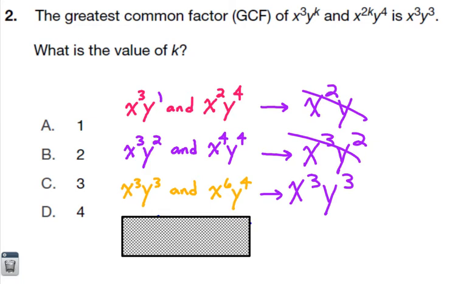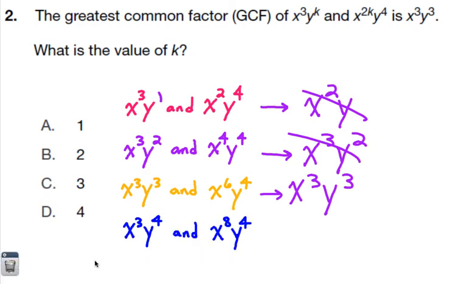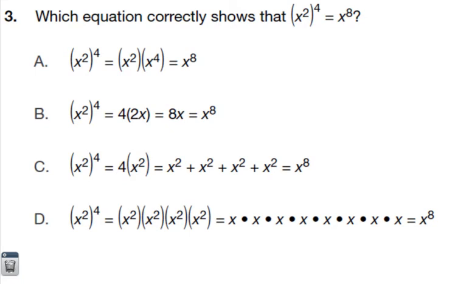So it seems like we've finally struck gold with option C, but just to be extra thorough, if you let k equal 4, you're going to be getting these two, where you'd get x to the third, but you would get y to the fourth. So yep, that confirms it. It's C. Moving on to number 3.